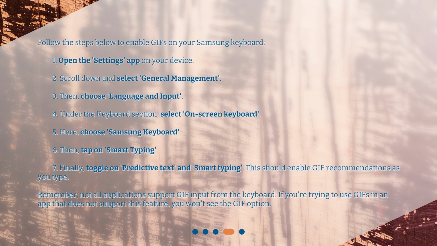6. Then, tap on Smart Typing. 7. Finally, toggle on Predictive Text and Smart Typing. This should enable GIF recommendations as you type. Remember, not all applications support GIF input from the keyboard. If you're trying to use GIFs in an app that does not support this feature, you won't see the GIF option.